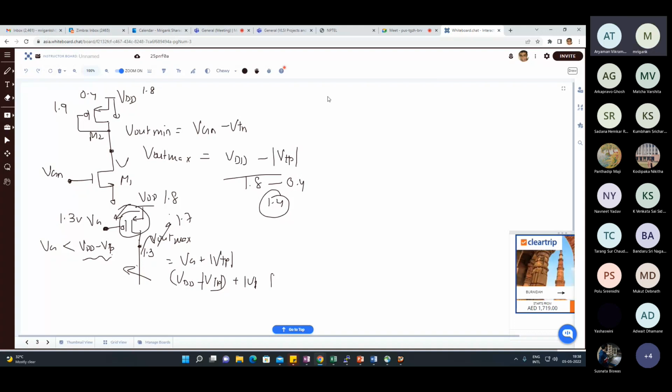So it means in the current source load we are getting higher output swing, but for the diode connected load, we are getting lower output swing but more stable gain. That's the trade-off, right? Yes. Okay. And for the current source, we are getting the higher output swing, but the gain is not stable. Yes.